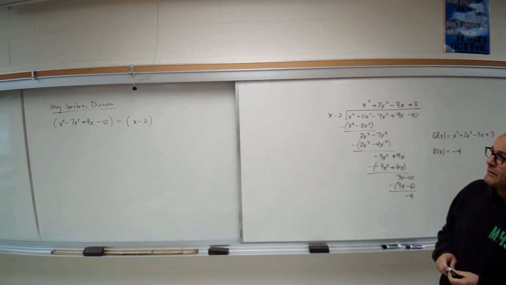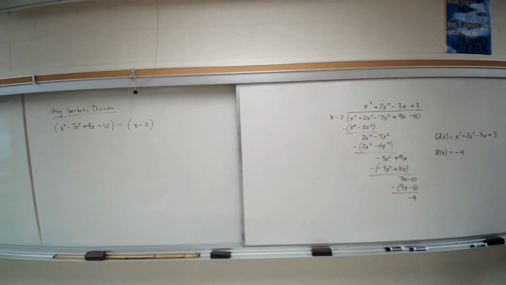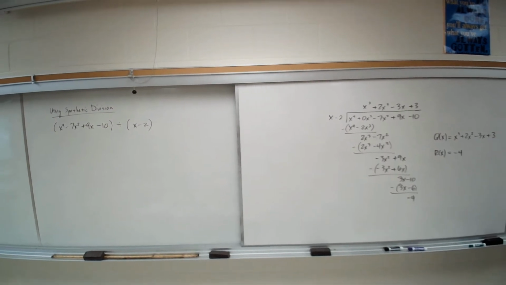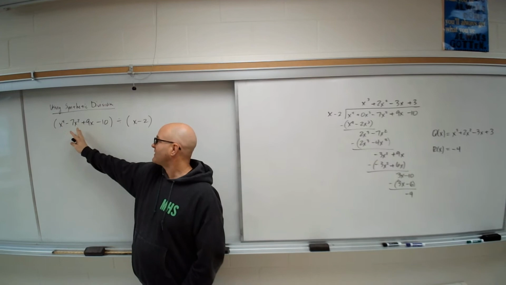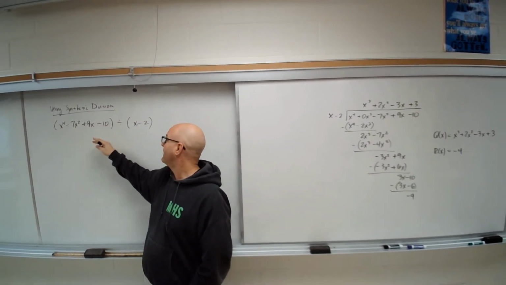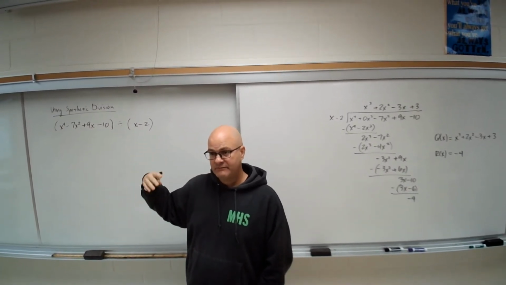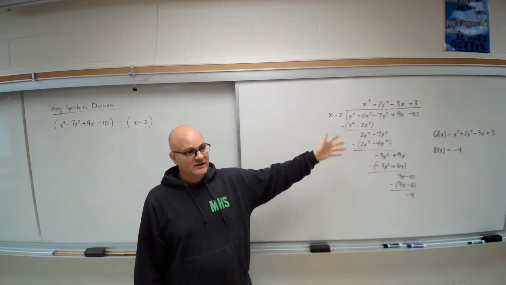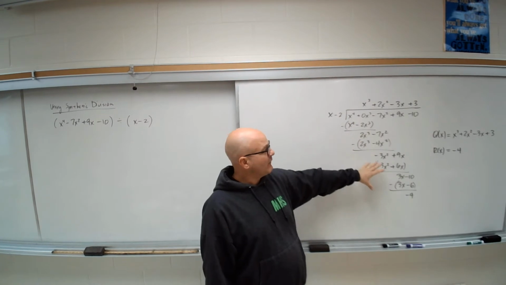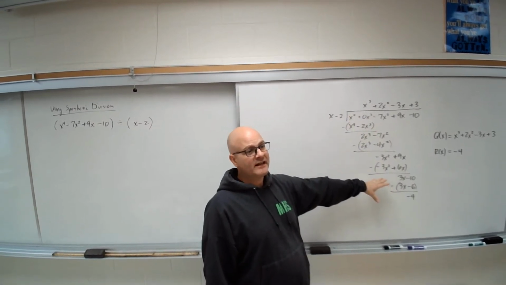Okay, so today with our synthetic division, we're going to work through this note sheet here. The first thing it asks us to do, though, is it gave us this problem, x to the fourth minus 7x squared plus 9x minus 10, and then divided it by x minus 2. So we went ahead and did that using long division, which is the technique we practiced yesterday. But it's going to be helpful to look at this as we go through the synthetic division.